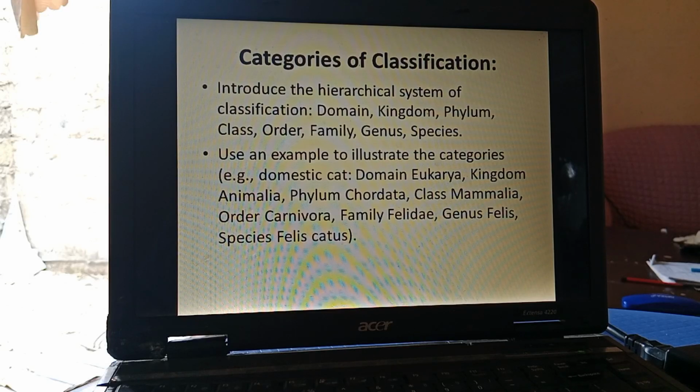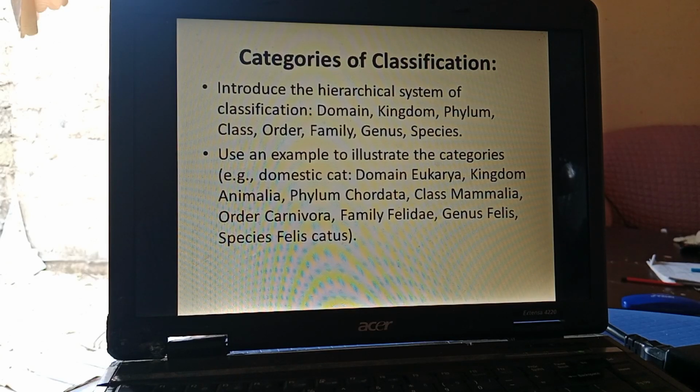Next thing, you look at the categories of classification. Introduce the hierarchical system of classification, where you have the domain, kingdom, phylum, class, order, family, genus, and species. Then use an example to illustrate the categories.